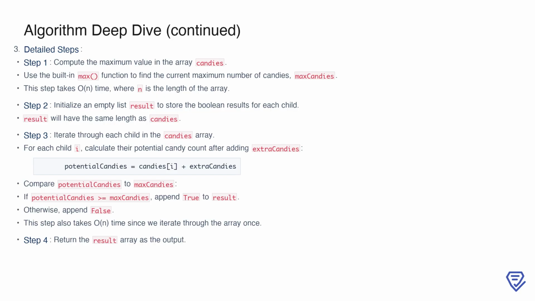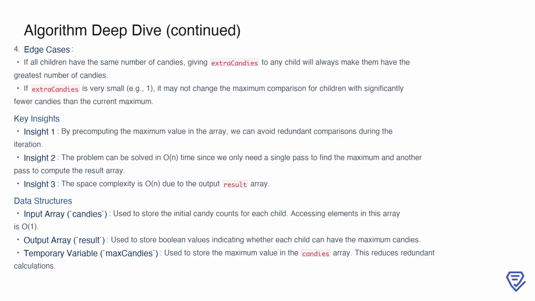This approach ensures that each child is evaluated in just one pass through the array, making it efficient. There are a few edge cases to consider in this problem. For instance, if all the children start with the same number of candies, giving extra candies to any child will always make them have the greatest number of candies. Another scenario is when extra candies is very small, such as 1. In this case, children who have significantly fewer candies than the current maximum might not be able to reach or exceed the maximum, even with the extra candies.